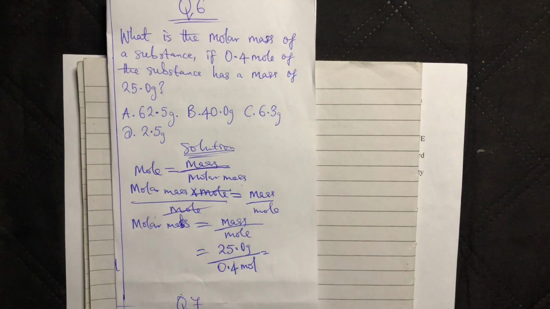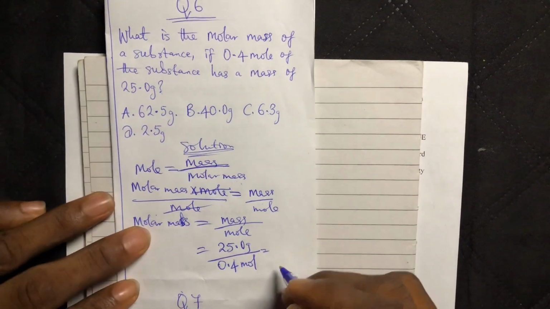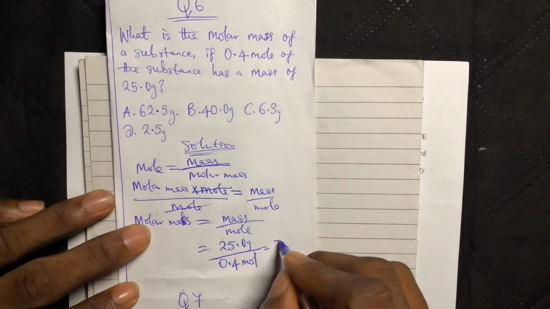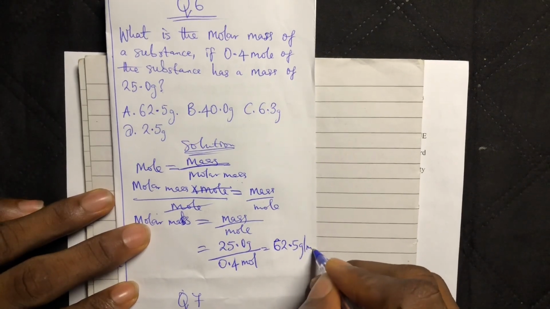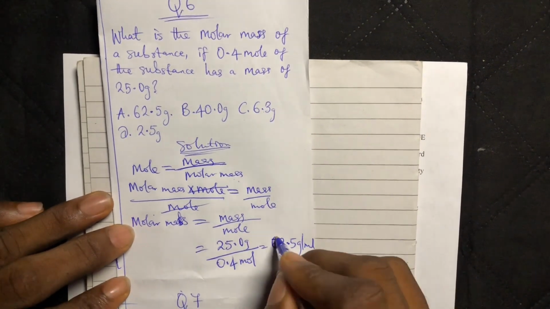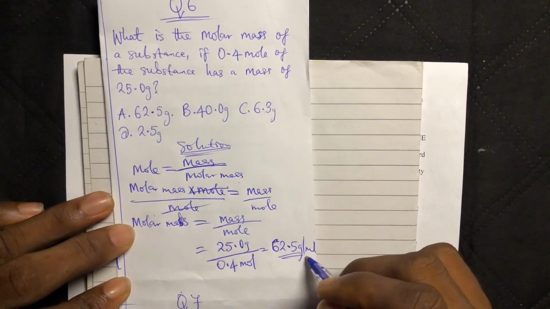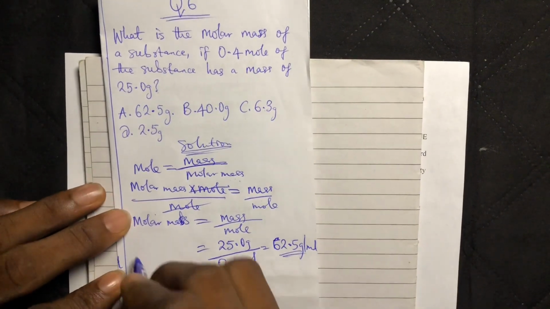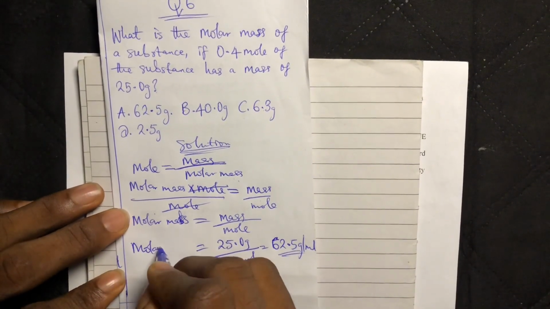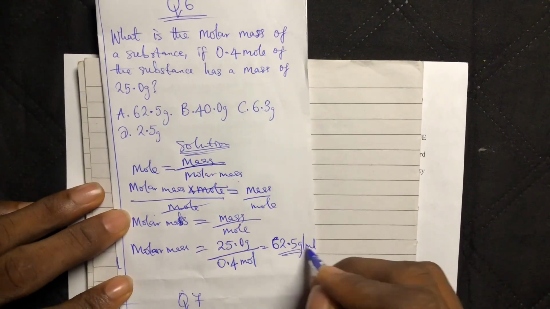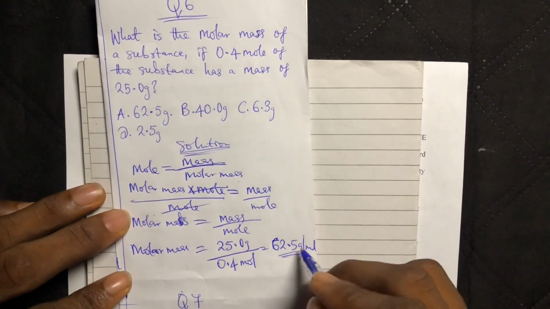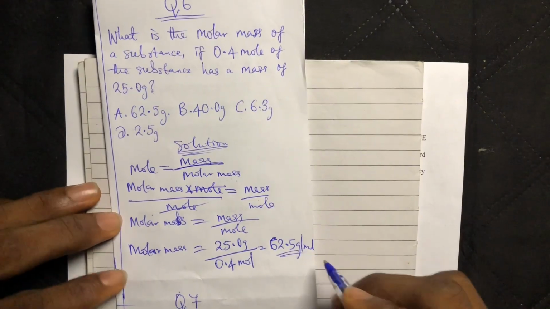25.0 divided by 0.4 is going to give us 62.5 gram per mole. That is our answer. Why are we having our answer in gram per mole? This is because the unit for molar mass is always in gram per mole. So that is why we are having 62.5 gram per mole.